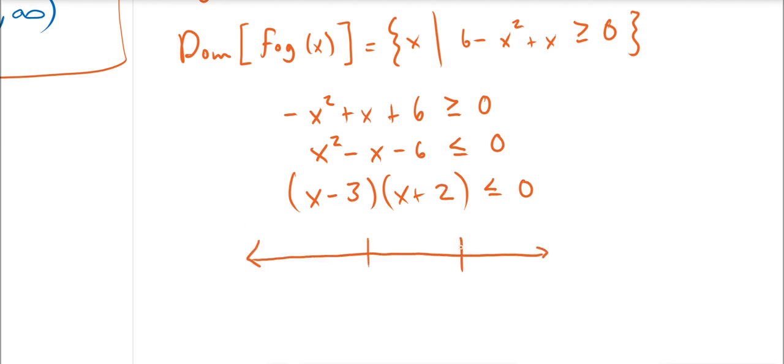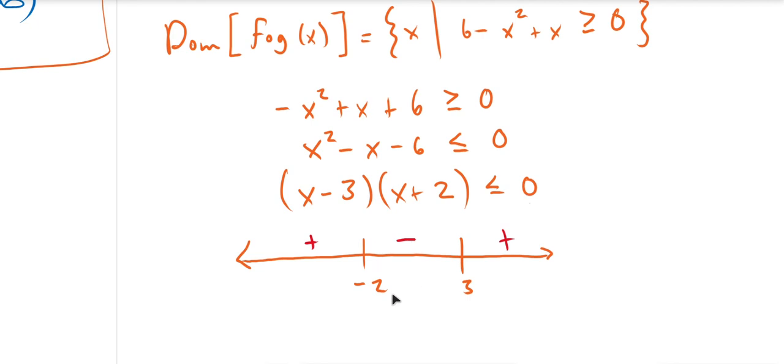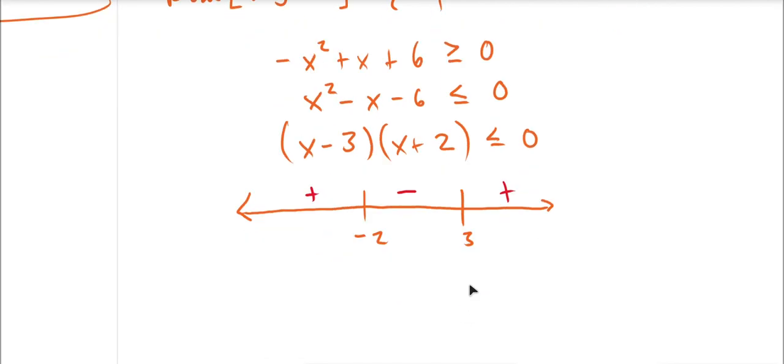And so we might solve this with the following diagram. Let's plug in a test point of 0. And plugging in a test point of 0, I get a minus here and a plus in these two spots. Now, we were interested in where this could possibly be negative, and that's going to be between minus 2 and 3. It's an inclusive inequality, so we include our endpoints, and we have the following interval for our domain as such.